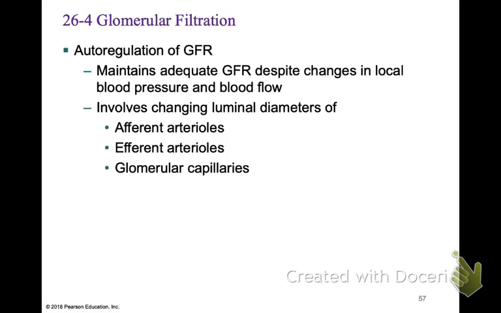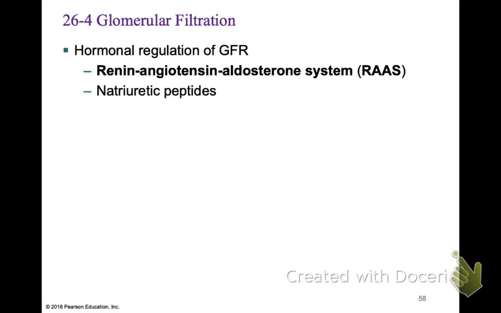So autoregulation of the glomerular filtration rate maintains an adequate GFR even if local blood pressure and blood flow change. And we can constrict or dilate the afferent arterioles, and even the glomerular capillaries. Typically, capillaries do not change their diameter. The arterioles control them. But remember, these capillaries have mesangial cells nearby that can help constrict them.